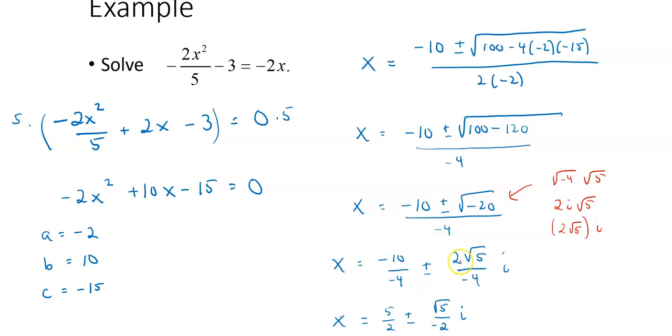All right. Let's just make sure you see where I got those 2's from. I took a 2 out of the top. 2 divided by 2 is 1. Negative 4 divided by 2 is negative 2. So I got just a square root of 5 on the top, and I got a negative 2 on the bottom. And there it is, a plus bi form.